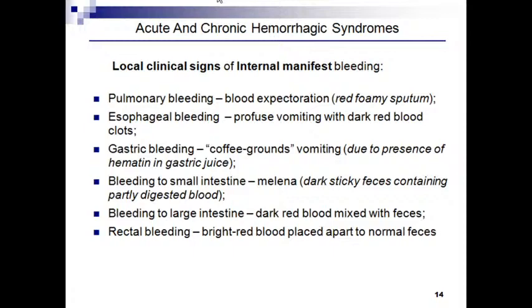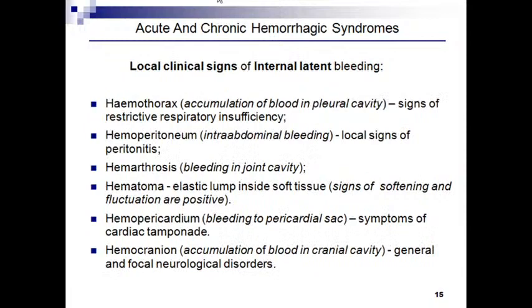Defecation with blood. In bleeding in the upper part of the large intestine, the patient defecates with dark blood. Due to rectal bleeding, the patient defecates with bright red blood, arterial blood, and blood portions placed apart from normal feces, not mixed with them.